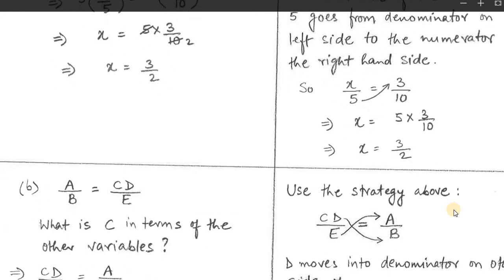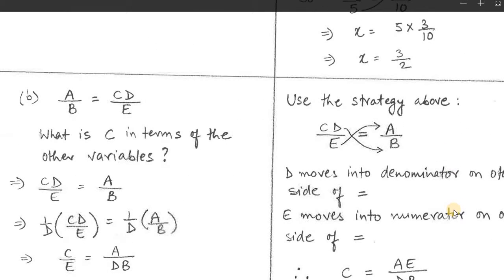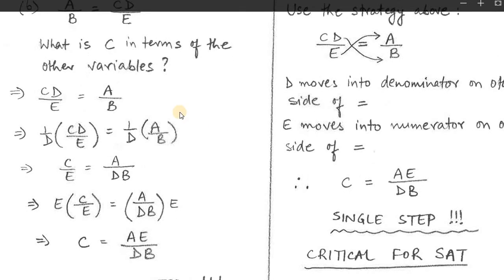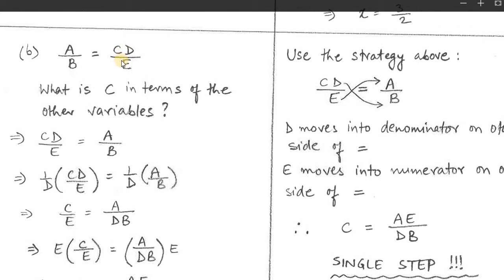Okay, so let's look at a second example, which is slightly more complicated. Given this equation, a over b equals c times d over e, the question is, what is c in terms of the other variables, in terms of a, b, d, and e? So in a typical approach, what we would do is just rewrite this equation, c d over e equals a over b, to have c on the left side.